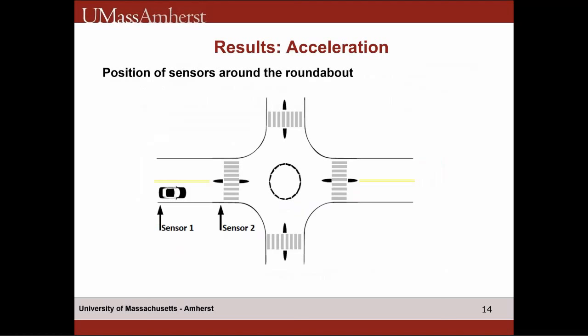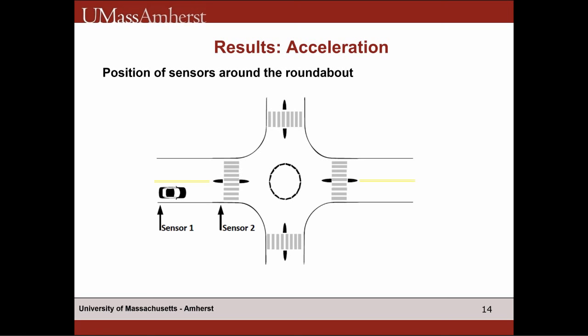For completeness, we tracked the acceleration as they approached the roundabout. As you know, the simulator collects data from the whole scenario, and because we just wanted to analyze data at 2 points, we put two sensors. The first sensor was 100 meters from the roundabout, and the second one was at the crosswalk.